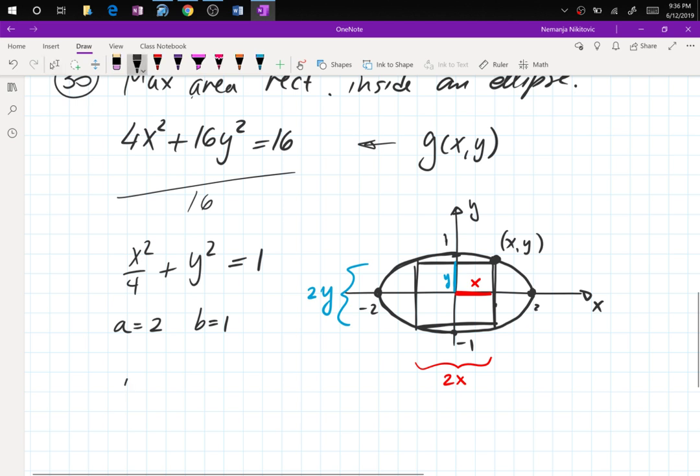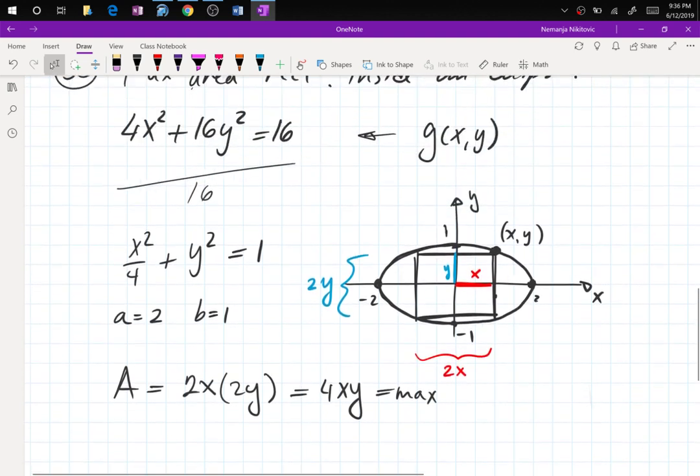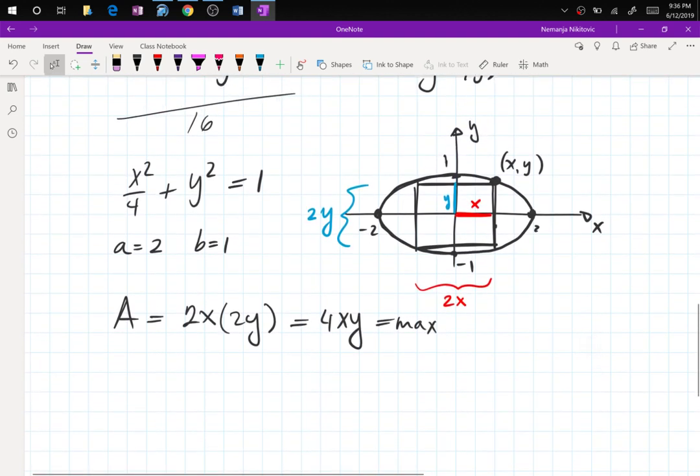So what's my area equation? Area equation is 2x times 2y. So it's 4xy, and that's your f, because you are maximizing that, right? That's what you want to maximize. That's your objective equation. So we took this word problem and finally transformed it into f(x,y) equals 4xy and g(x,y) is equal to the equation we have.